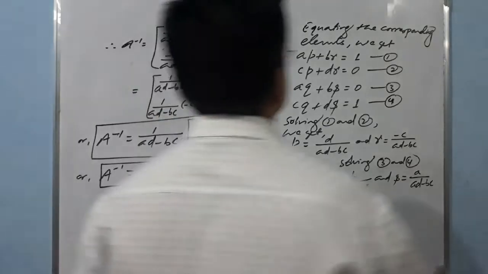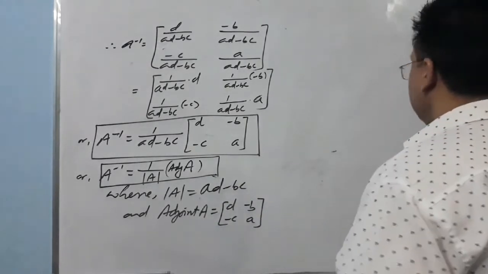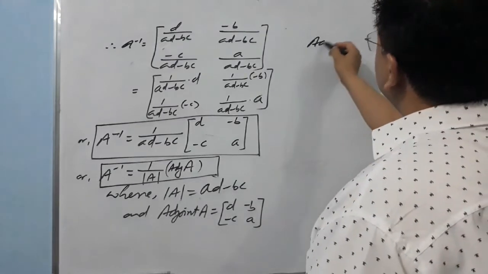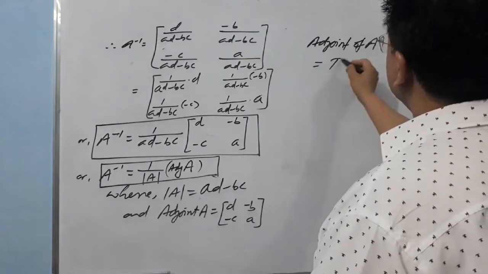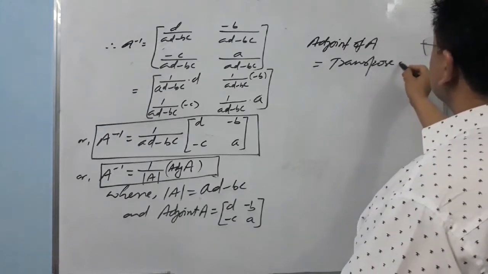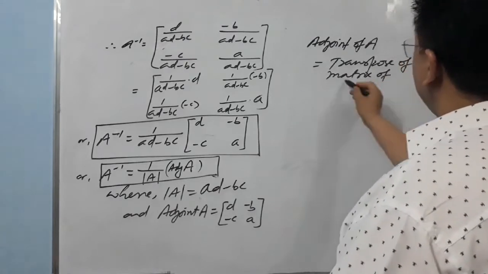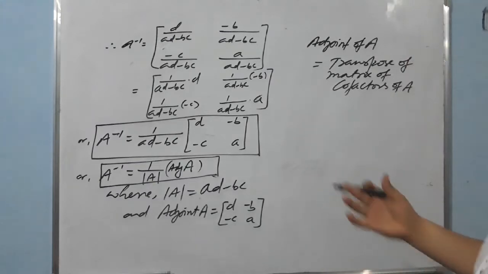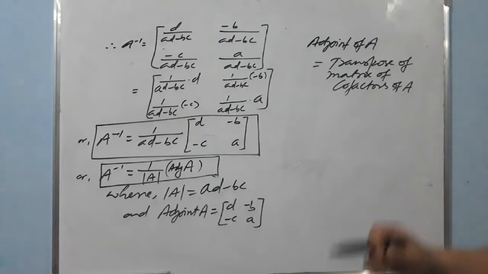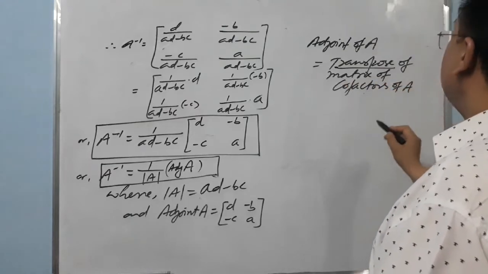Now, let me explain what the adjoint of A is. I will tell you in a simple way. The adjoint of A means the transpose of the matrix of cofactors of A. Adjoint of A means transpose of the matrix of cofactors of A.